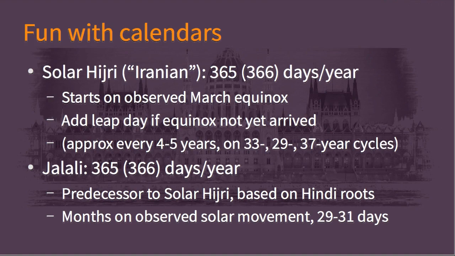Another calendar that was actually a predecessor to the solar Hijri is the Jalali calendar, which also has 365 or 366 days a year. But interestingly, the passage from one month to the next and the length of the month is based on observing solar movement relative to constellations in Earth's sky. And months can be from 29 to 31 days long. And the knock against this calendar apparently is that it was complicated to do the observations to tell when you move from one month to the next. But on the other hand, it was really good at staying in sync with the sun because it was based on observation all the time.